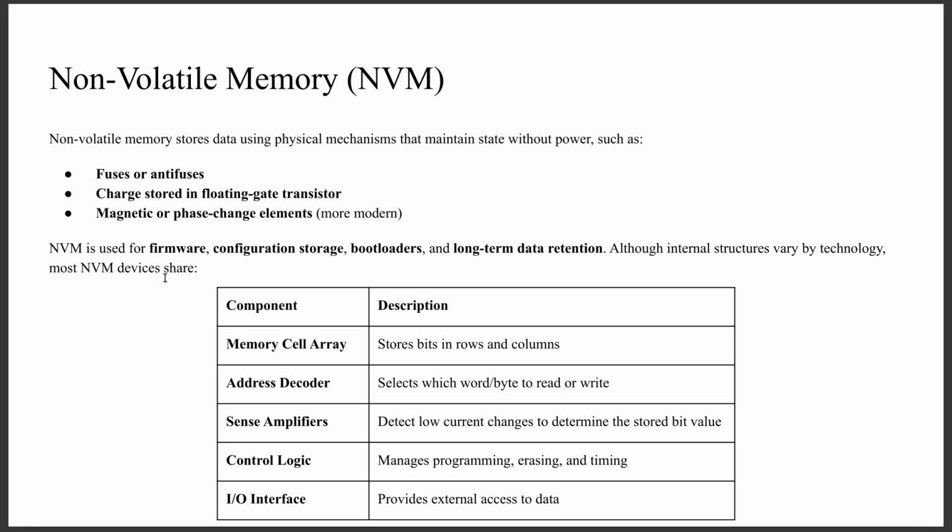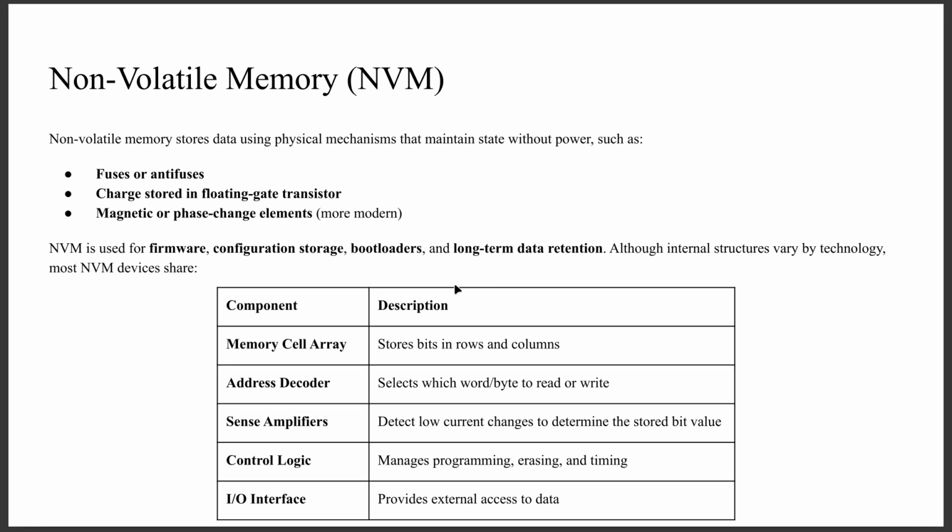Non-volatile memory. Non-volatile memory stores data using physical mechanisms that maintain state without power, such as fuses or antifuses, charge stored in a floating gate transistor, or magnetic elements. Non-volatile memory is used for firmware, configuration storage, bootloaders, and long-term data retention.